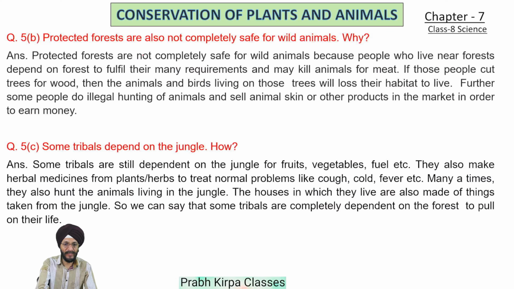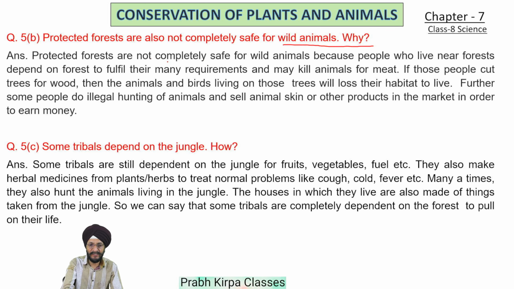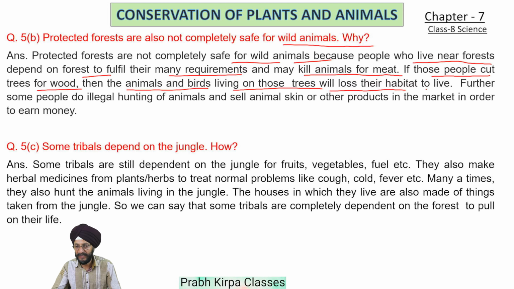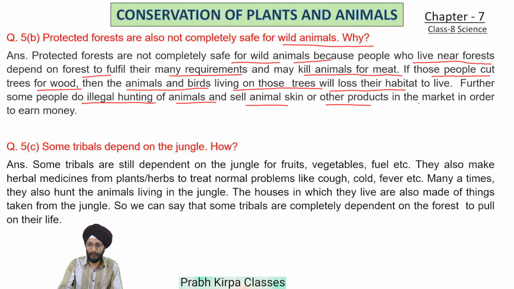Next, 5B. Protected forests are also not completely safe for wild animals. Why? Protected forests are not completely safe for wild animals because people who live near the forest depend on the forest to fulfill their many requirements, and these people may kill the animals for meat. If these people cut trees for wood, then the animals and birds living on those trees will also lose their habitat. Further, there are certain other persons who do illegal hunting of animals and sell animal skin or other products in the market in order to earn money.